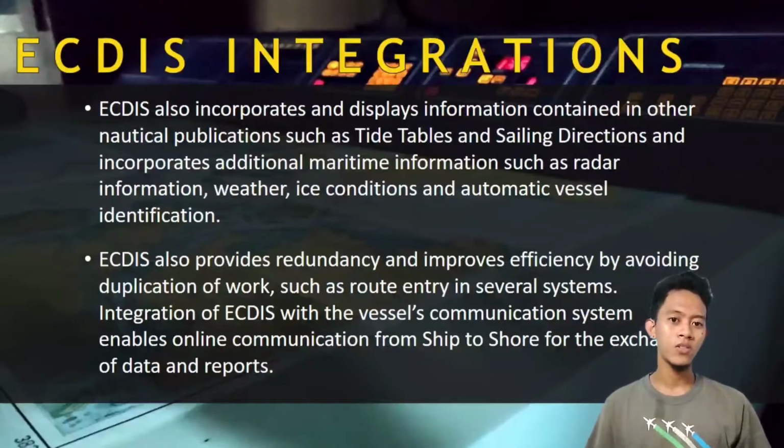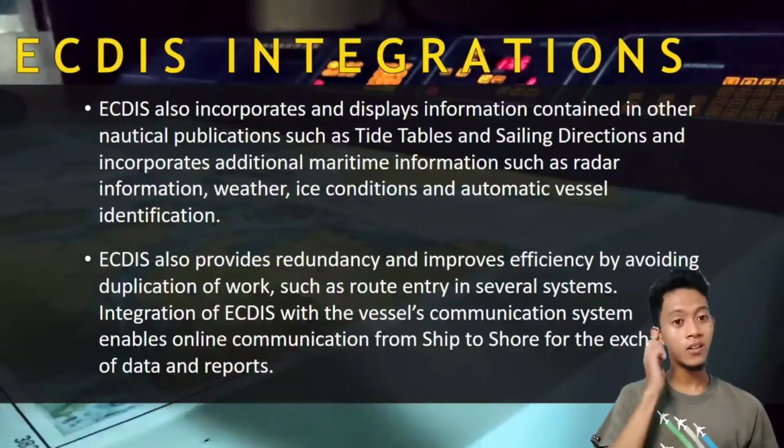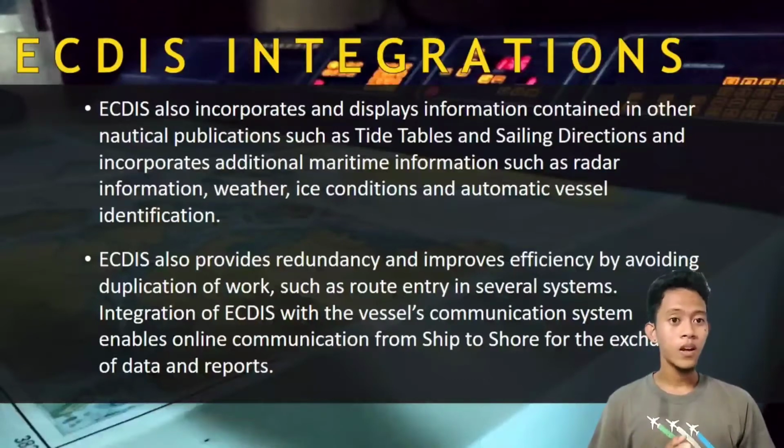Since it is fitted with other equipment, ECDIS also incorporates the display information contained in other navigational publications such as tide tables and sailing direction, and incorporates additional maritime information such as radar information, weather, ice condition, and automatic vessel identification. So the AIS and the other functions of the equipment is combined into one system, which is the ECDIS.